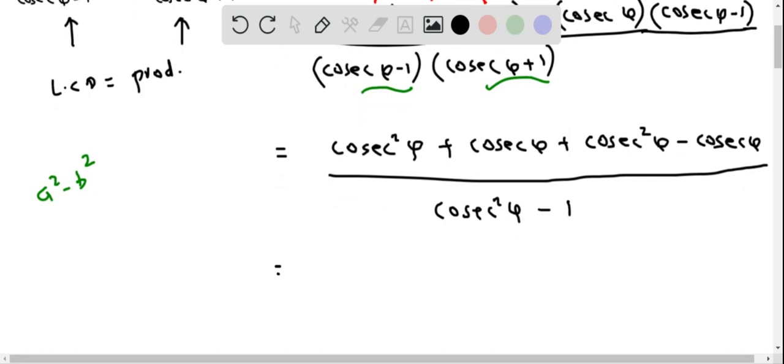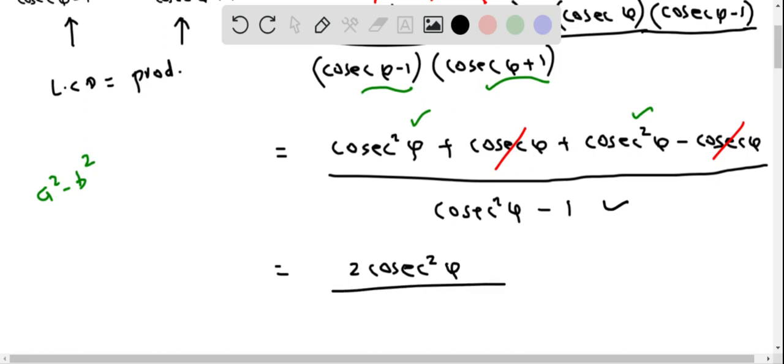Now let's look at the numerator. We see that this cosecant phi and this negative cosecant phi, we can cancel them, and these two are like terms, that is cosecant squared phi plus cosecant squared phi. When we add them, we will get 2 times cosecant squared phi. So I write down 2 times cosecant squared phi over cosecant squared phi minus 1.